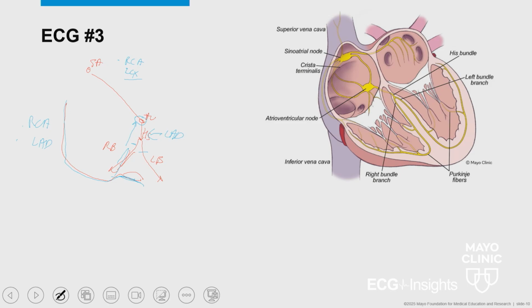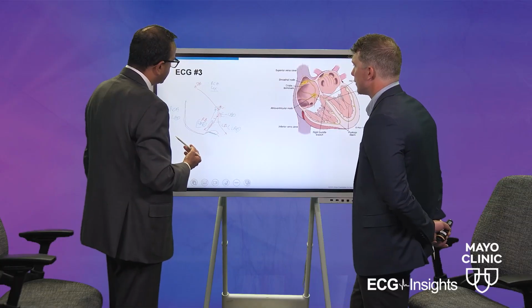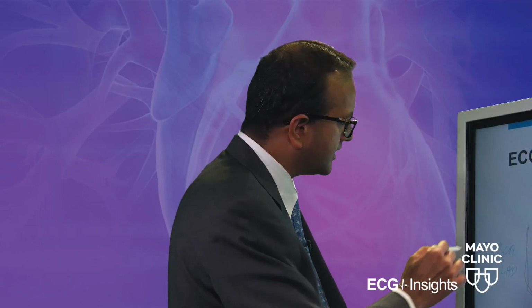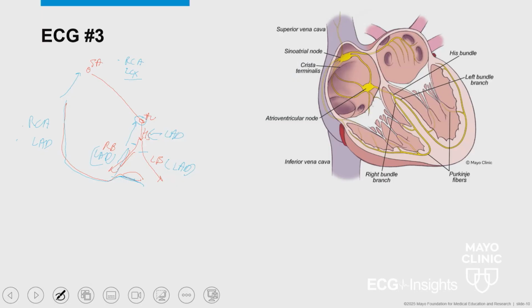Same with the right bundle and left bundle. So right bundle is supplied by the left anterior descending artery. The left bundle is also supplied by the left anterior descending artery. Now why this becomes important is to know if one of the arteries gets involved, what are the risks of complete heart block. Now the SA node is supplied by the proximal or the ostial part of the right coronary artery.